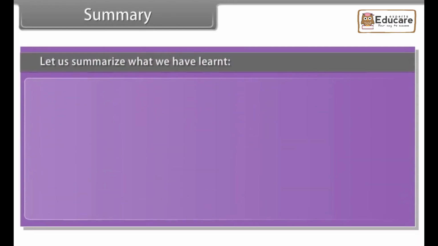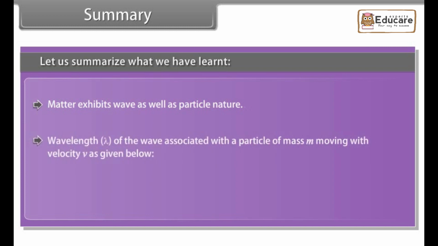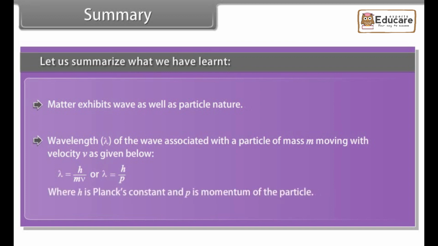Summary. Let us summarize what we have learned. Matter exhibits wave as well as particle nature. The wavelength of the wave associated with a particle of mass m moving with velocity v is given below, where h is Planck's constant and p is the momentum of the particle.